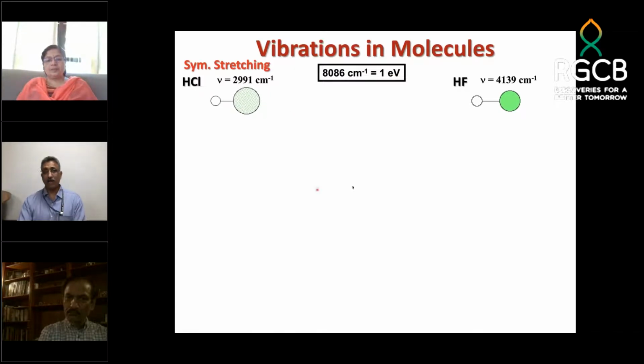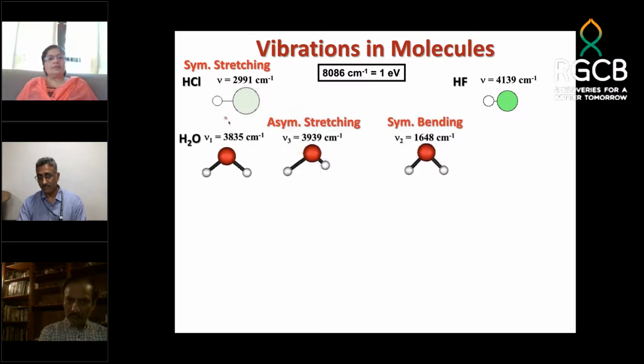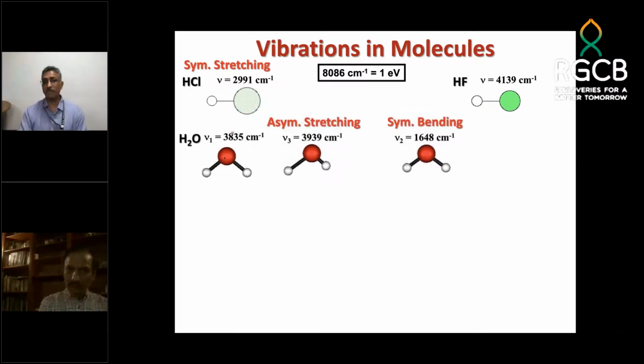So you can see that mass has an effect on the vibration, and the bond between them has an effect on the vibrations. Now I have just added one more atom. The moment I add one more atom, the number of vibrations increases, and you can see there is symmetric vibration, asymmetric vibration, and symmetric bending. In bending, you have bond angle change, and in stretching, you have bond length change. And all of you know that bonds are very difficult to stretch, and hence stretching is more energetic compared to bending, and that's the reason the energy of the bending vibrations is less compared to the stretching.